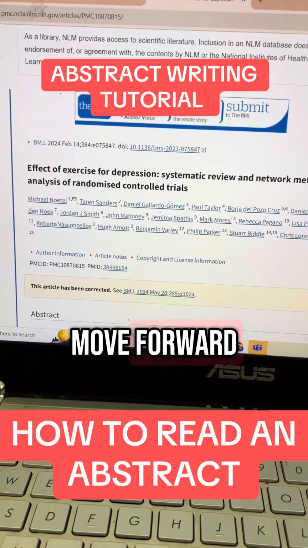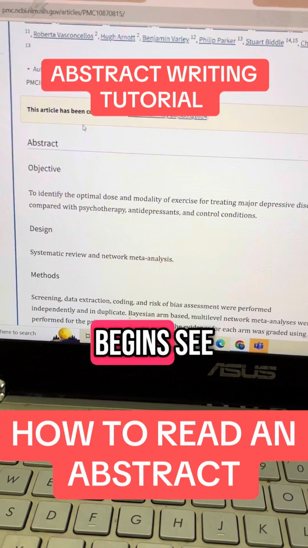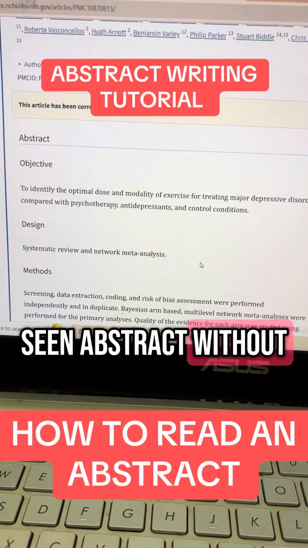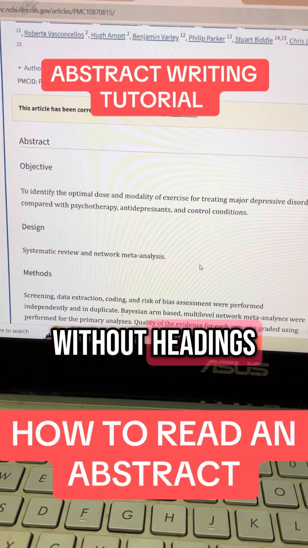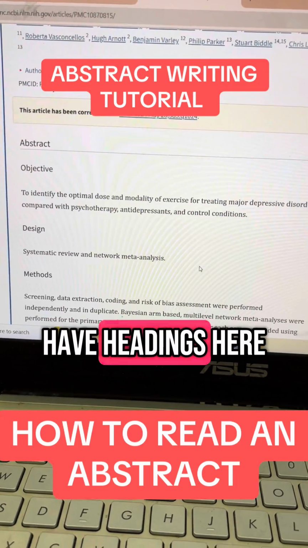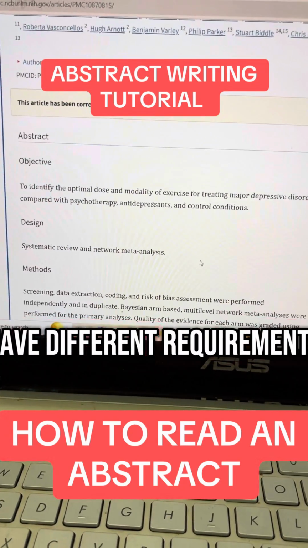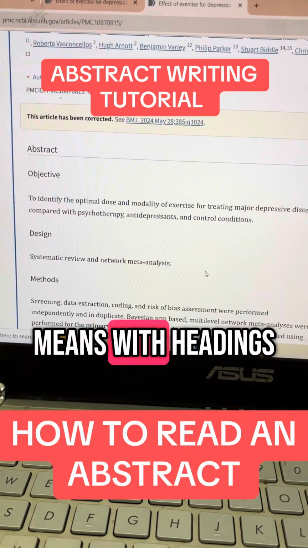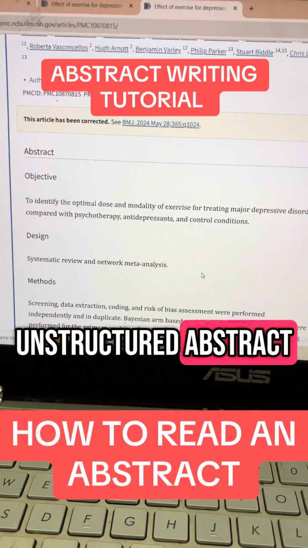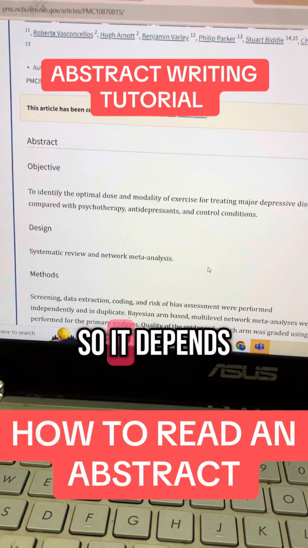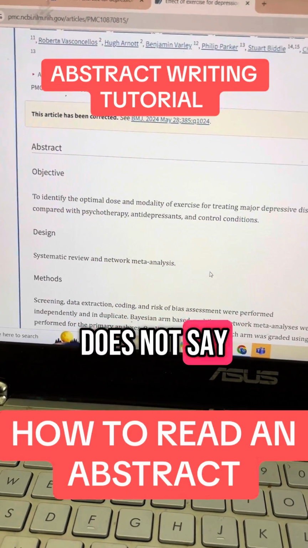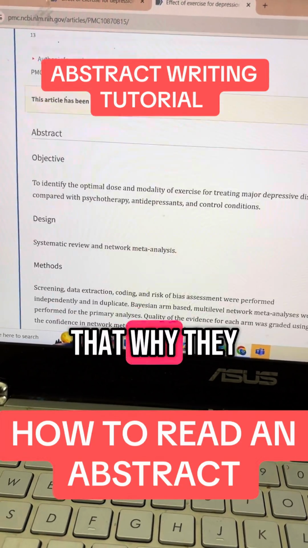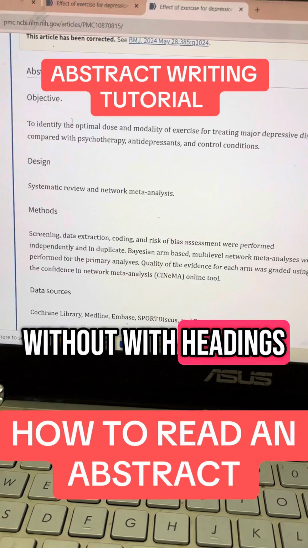Now let's move forward. Now the abstract begins. See, this is the abstract. Now many of you have seen abstract without headings. So why we have headings here? Because journals can have different requirements. Some journals want structured abstract, that means structured means with headings, and some want unstructured abstract, that means like a paragraph. So it depends. If this journal does not say anything, then it's your choice. So don't worry about it, that why they have written abstract with headings or without headings.